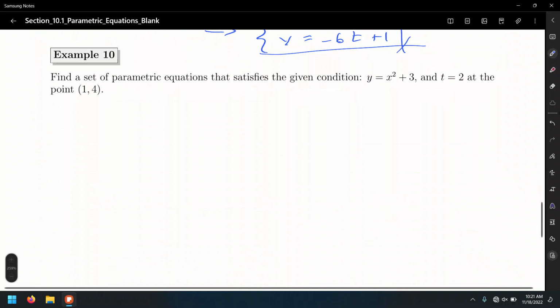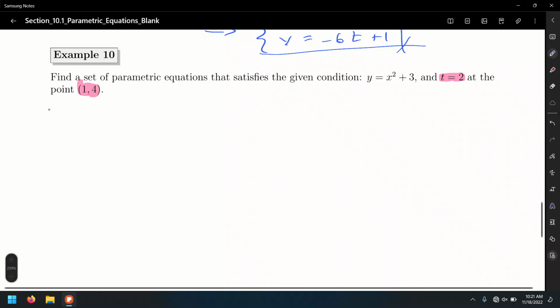Well, for the next example, we have a parabola here that is y equals x squared plus 3 and t equals 2. In this case, they're not just asking us to come up with a set of parametric equations. In fact, they're asking for a very specific set that satisfies the following condition: when t equals 2, the particle traveling along that parabola is at the point 1, 4. So number one, let's try the traditional way.